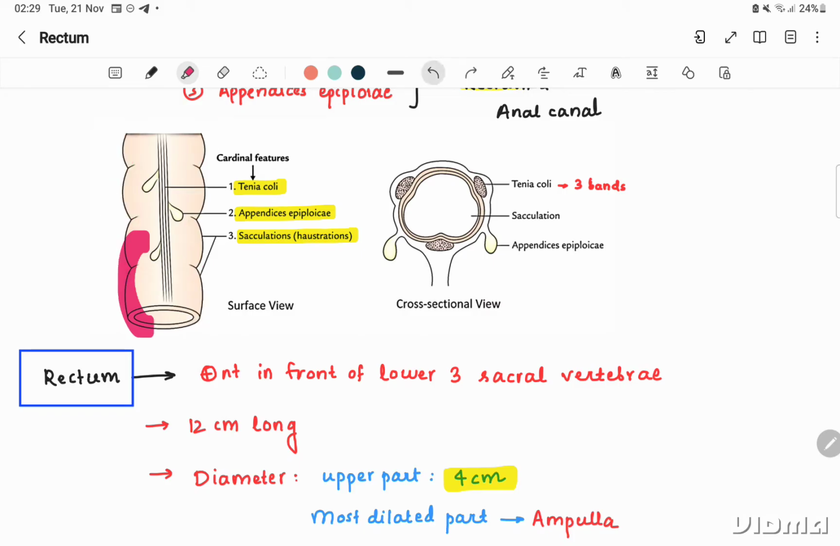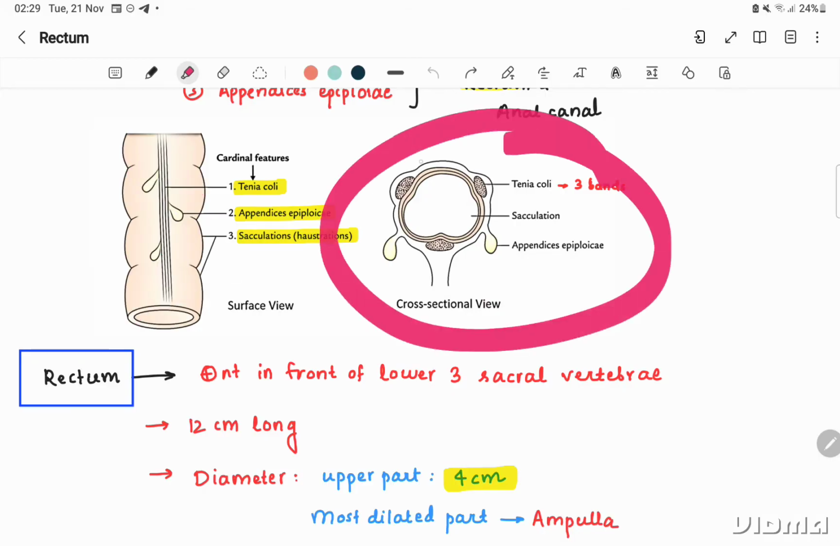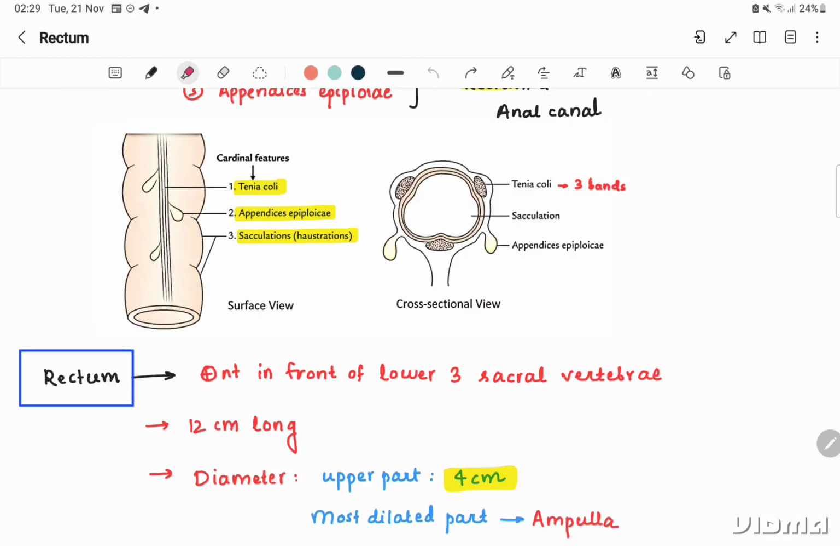The haustra are present, and these haustral movements help in absorption. So this is a cross-sectional view. You can see the view also.